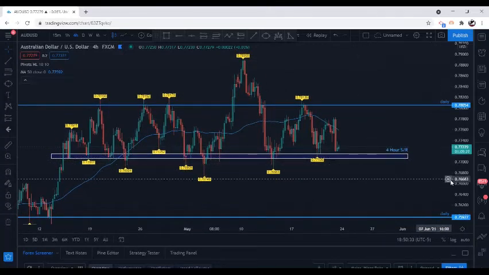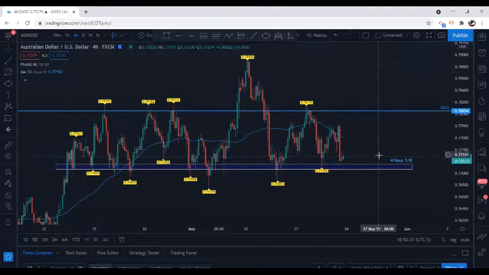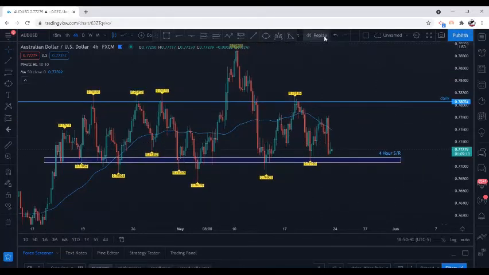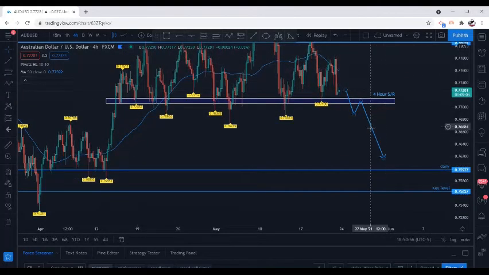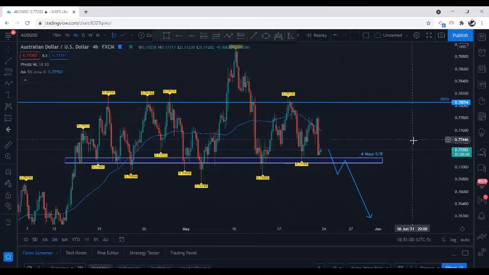So based on my analysis, fundamentally and technically, I can see Aussie USD breaking below this level and continuing down to this daily level, or potentially this key level right here. So that is my breakdown for AU for this week.